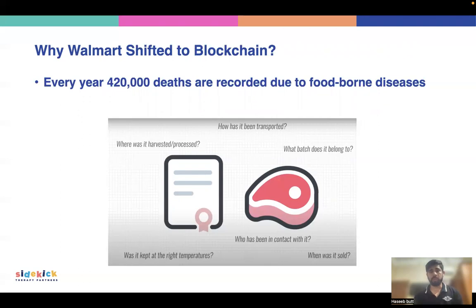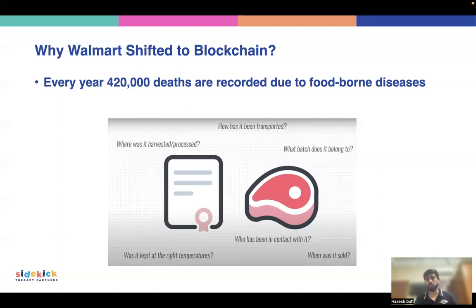Because, for example, with meat, from where the meat has actually originated, when the fish came from the farm to the warehouse, and from the warehouse it came into the shop. Before, coming from the fishing farm to the mart, it took some days for the fish to come there, but there is no record of when that fish was actually brought out from the farm. So how has it been transported? What batch does it belong to? How has it been in contact with it? Where was it harvested, processed?